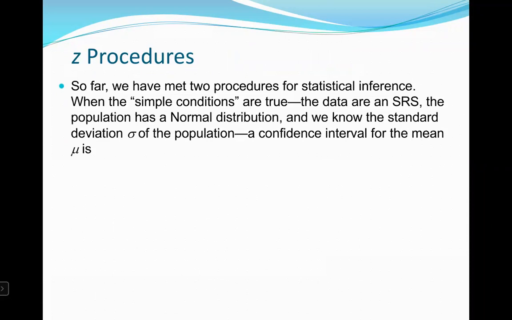Z procedures. So far, we have met two procedures for statistical inference. When the simple conditions are true, the data are an SRS, the population has a normal distribution, and we know the standard deviation sigma of the population, a confidence interval for the mean mu is x bar plus or minus z star times sigma divided by root n.